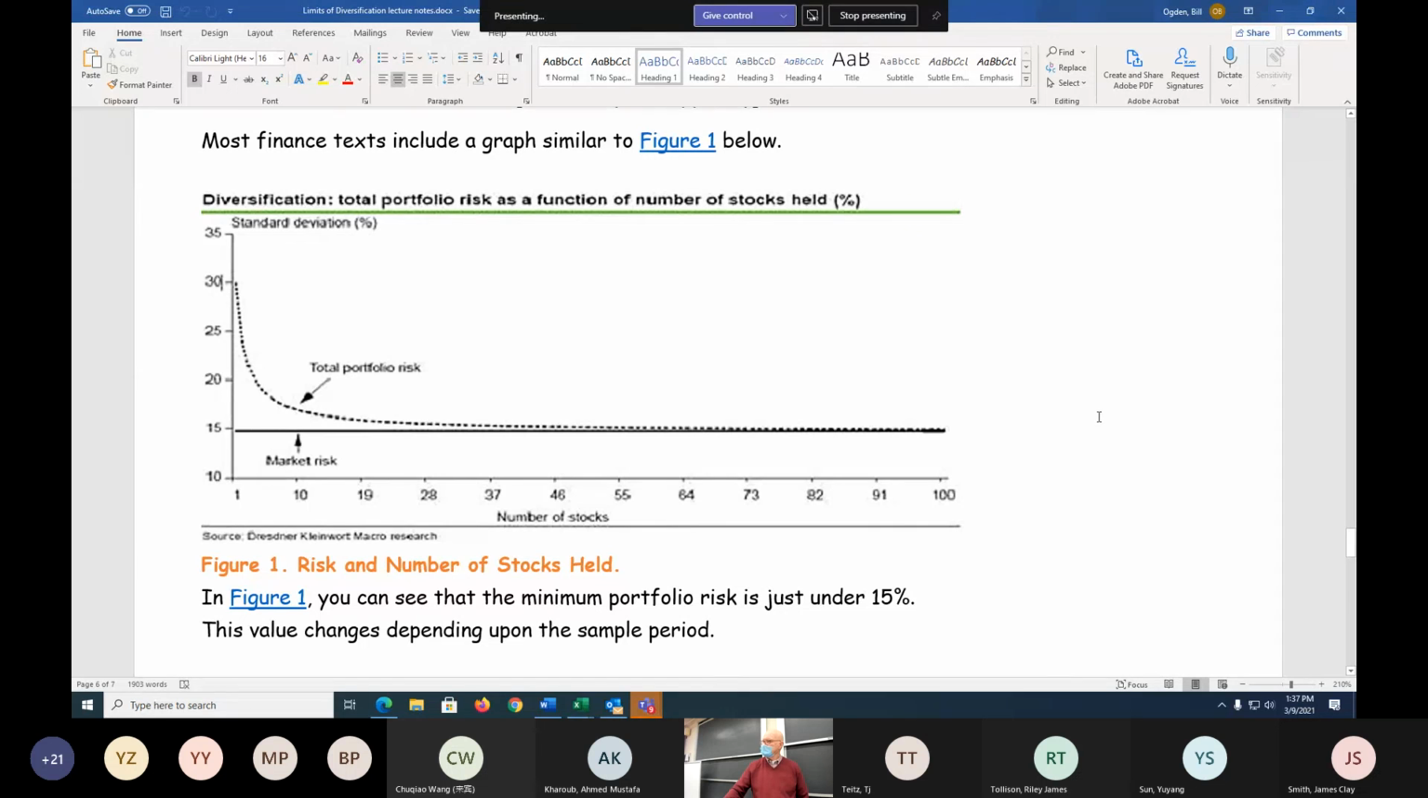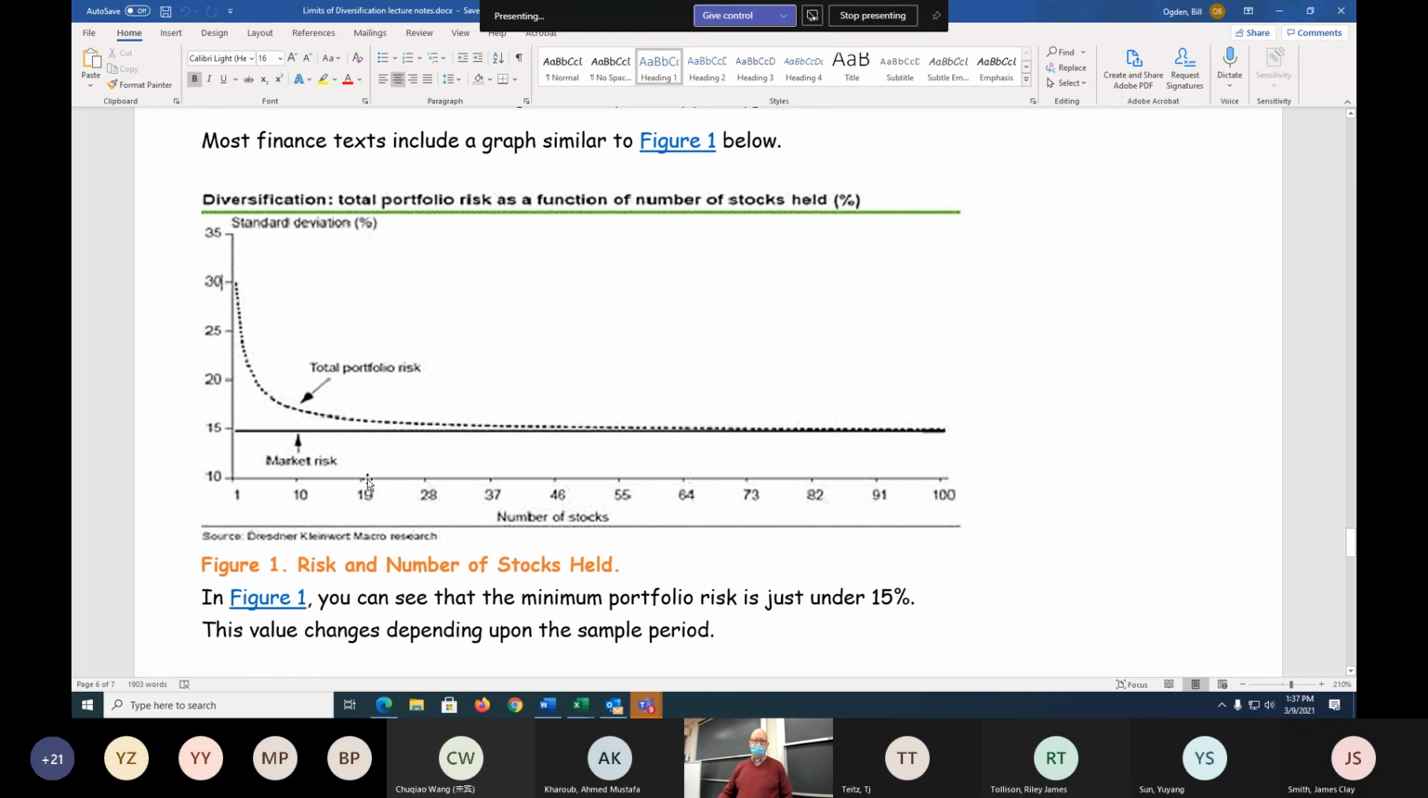So what we are going to do in chapter 7, that's this document, is find a way to estimate this number. In other words, what's the limit to diversification? How much risk can you remove by diversifying? What's the limit to that? Can you just continue to diversify and expect your portfolio risk to go to zero? You can't.